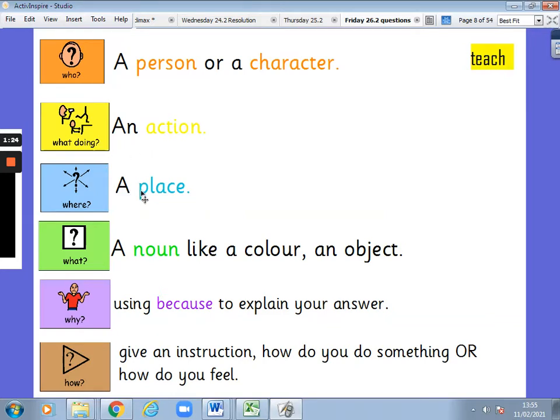Where, we're looking for a place. What, we're looking for a noun like a color or an object. Why, we're using because to explain your answer. We need a reason. How is to give an instruction. How to do something or how do you feel?